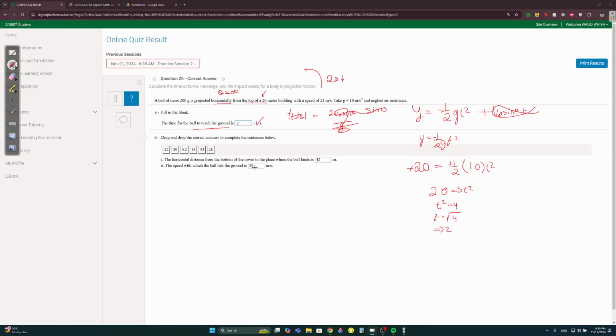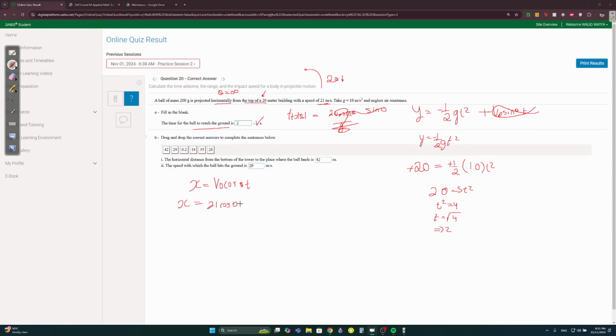The horizontal distance from the bottom of the tower to the place where the ball lands. Okay, x is equal to v node cosine theta t. Always. This is how you do it. Okay. V node cosine theta. V node is 21 meters per second. Cosine 0 is 1, by the way.